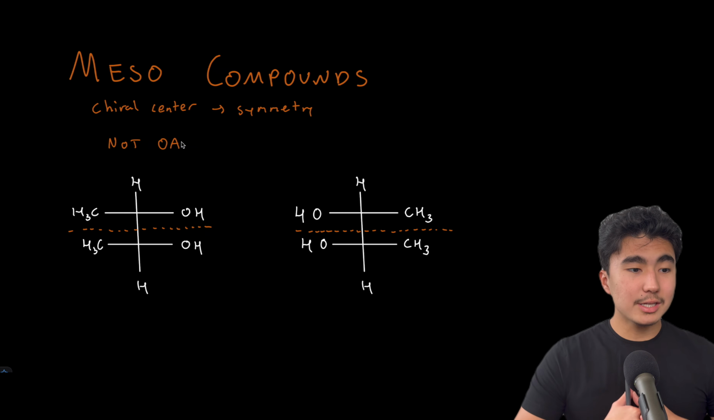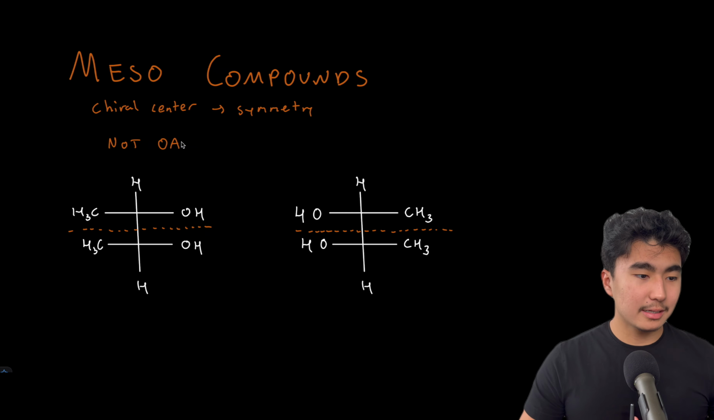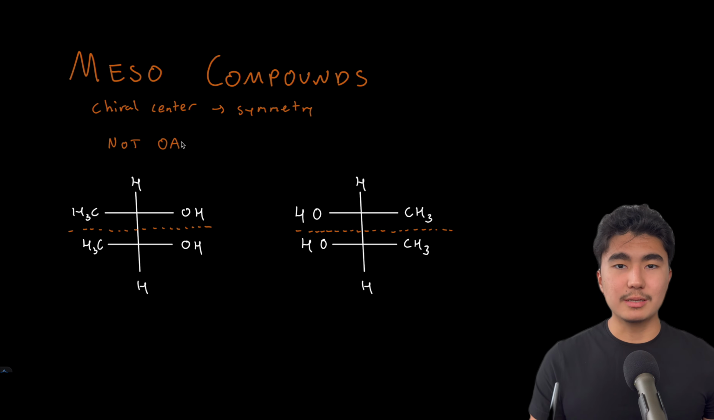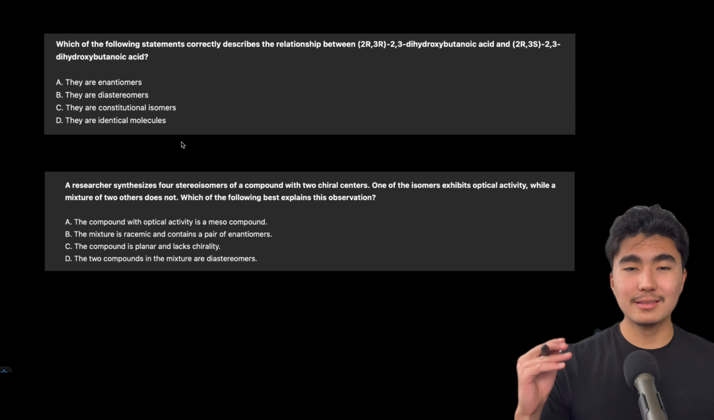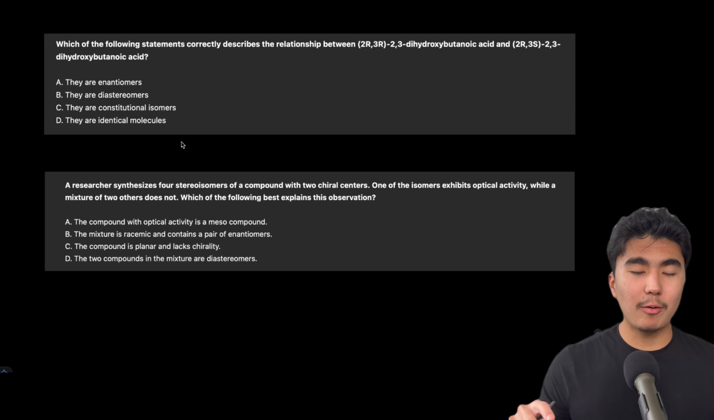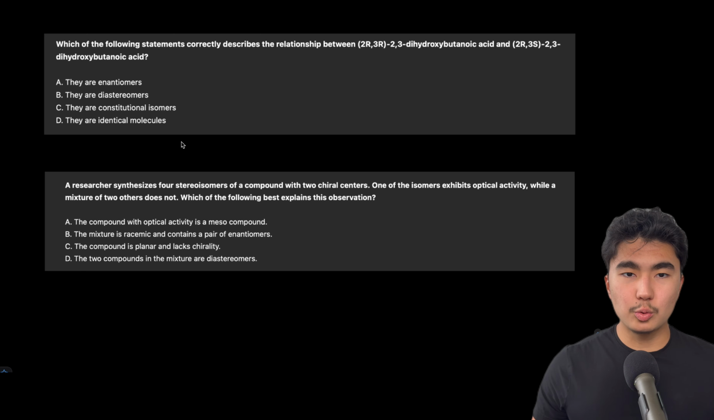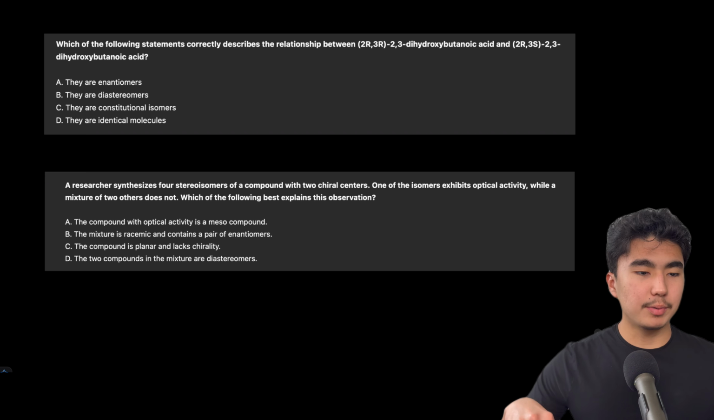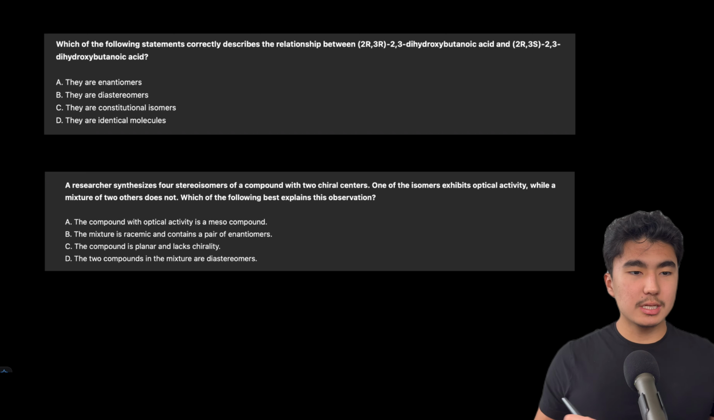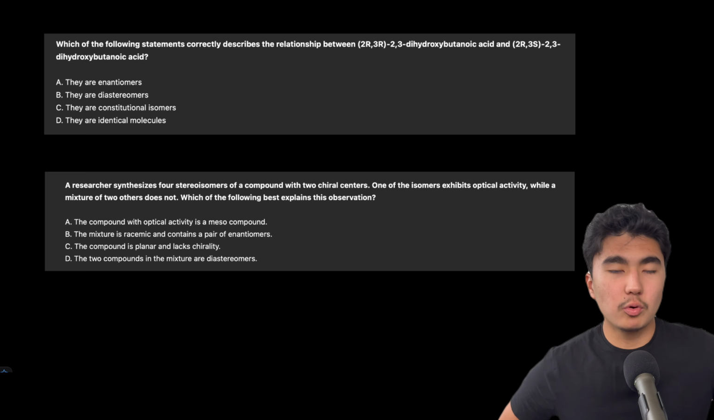So that is why meso compounds are not optically active, because they have that internal plane of symmetry. All right, and now let's do some practice. So I want you guys to pause this video and see if you can answer these 2 questions. We'll have a third one as well, but let's just start answering these 2 questions. And like I said, pause the video and we'll go over it.